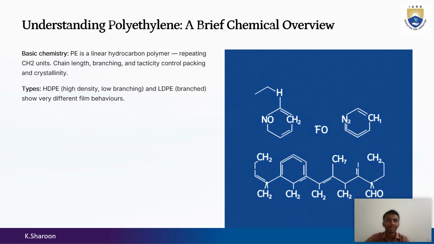Understanding polyethylene: a brief chemical overview. So here is the structure that we use in chemistry, the structural formula. You can see it in the image. Coming to the basic chemistry, PE is a linear hydrocarbon polymer with repeating CH2 chains. Chain length, branching, and tacticity control packing and crystallinity. Types HDPE, high density with low branching, and LDPE, branched, show very different film behaviors.